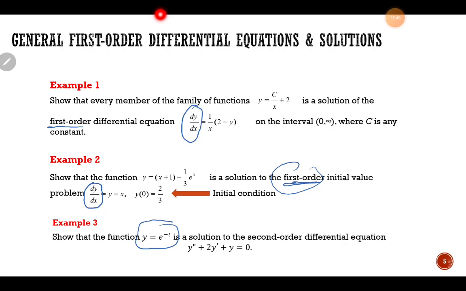Tapi in this example 3, kita tak ada first order, but what is given to us is second order. So kalau second order, nampak tak? Differential equation kita adalah y double prime. Tapi walaupun dia ada y double prime, doesn't mean that y prime tak ada dalam equation tu. No. Dia nak bagi tahu second order maknanya derivative yang tertinggi adalah second order. 2 kali differentiate. Lepas tu dia nak tambah dengan sekali, no problem.